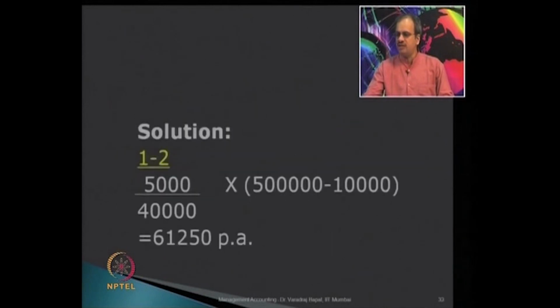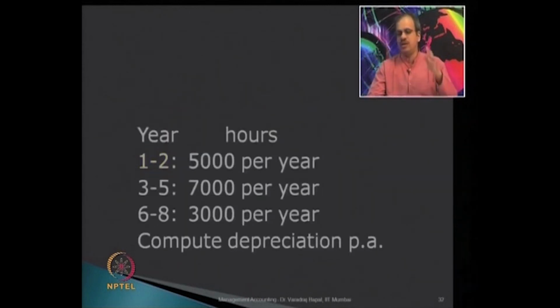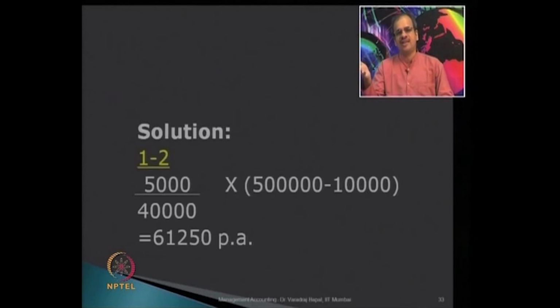We can see the solution. Here you can see in years 1 and 2 what is expected is only 5,000 hours of usage. So, 5,000 upon 40,000 into 5 lakh minus 10,000, which is the depreciable amount. So, depreciation comes to 61,250 per annum. Are you getting me? Essentially what we are doing is 5 lakh minus 10,000, that is 490, is the depreciable amount, divided by 40,000 gives me the rate. I am multiplying it by 5,000 in years 1 and 2.